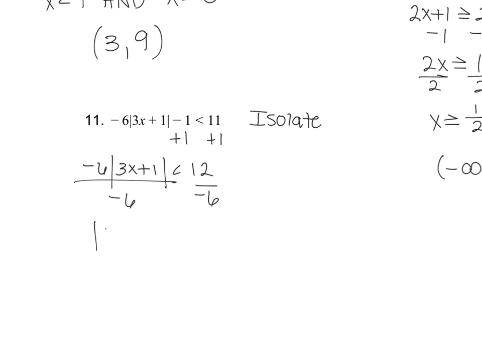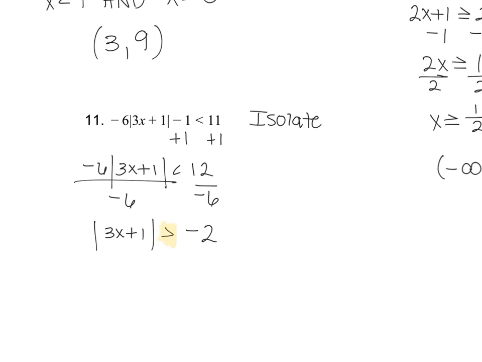So we have the absolute value of 3x plus 1. And then because we divided by a negative, we have to flip our inequality to a greater than. And 12 divided by -6 is -2. Now, typically speaking, when we were solving absolute value equations, if we had a negative on the right side, we would say no solution. But that's not always the case for an absolute value inequality. It's based on the direction your inequality is facing.